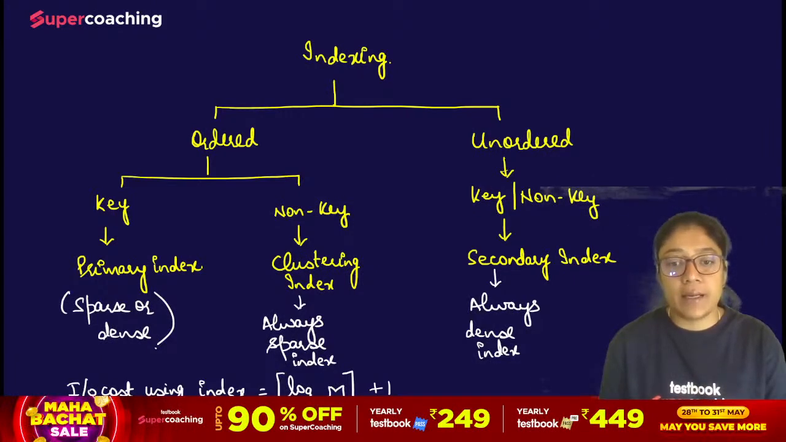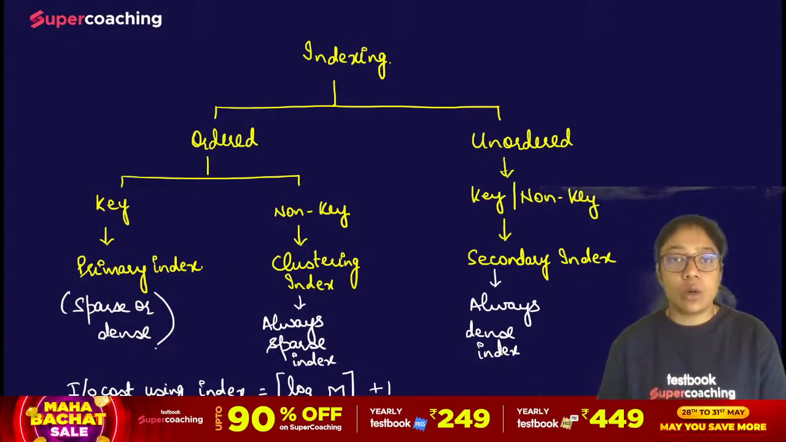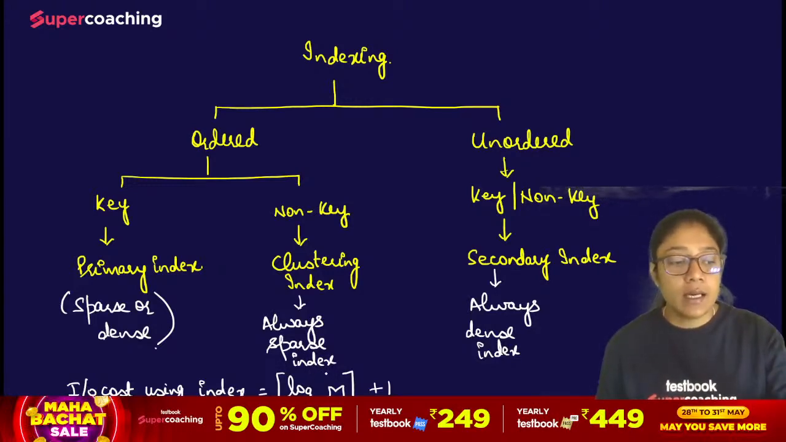Why are we taking log base 2 m? Because the index file is always sorted and it always contains the unique values. Correct? Anyone having any doubt on this point?